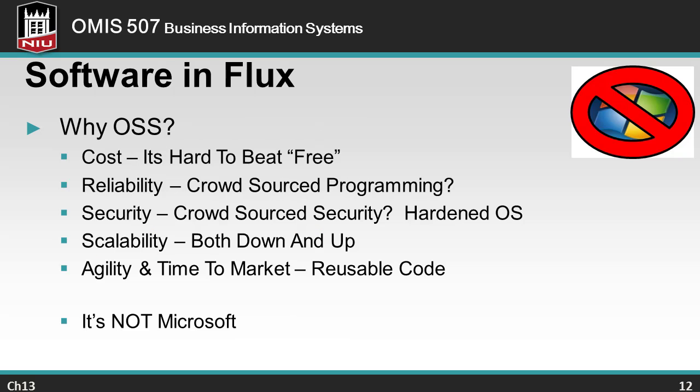Why do businesses choose open source software? Reasons include low acquisition cost, low operating cost, reliability, and an aversion to Microsoft. Companies with the necessary skills can take the open source software and customize it for their use, since they have access to the underlying code. This can help speed products to market.